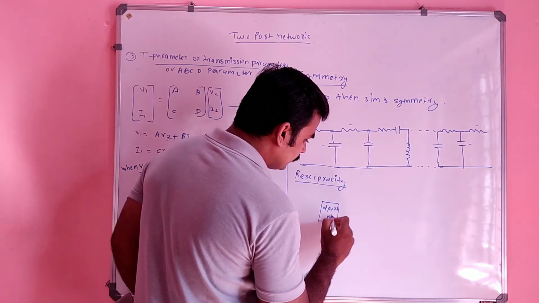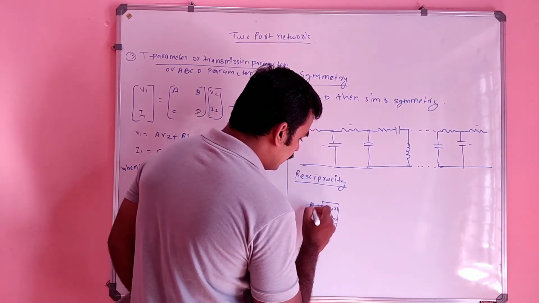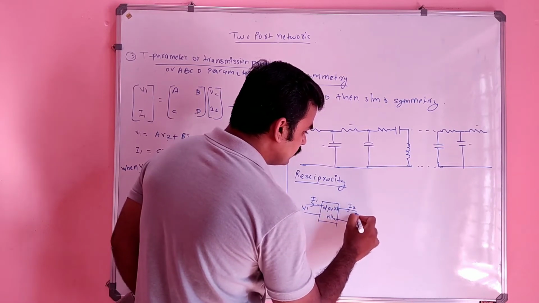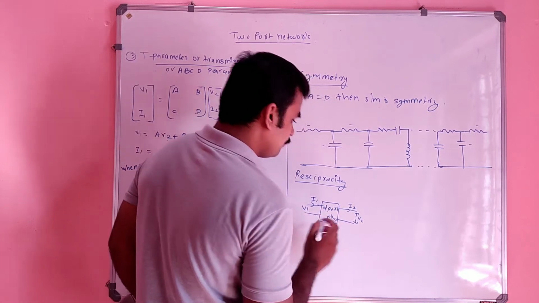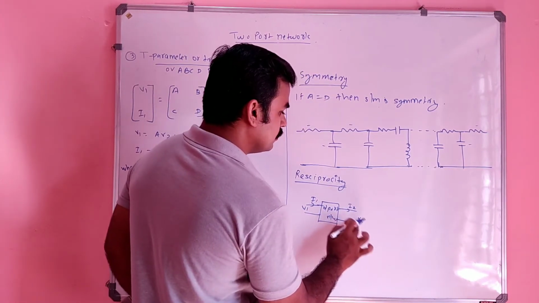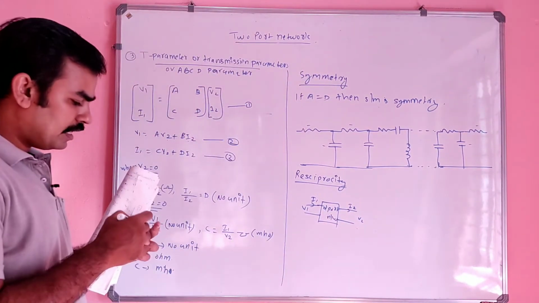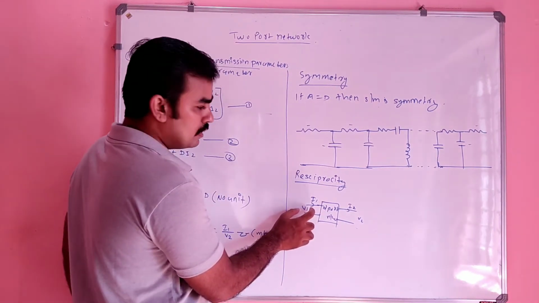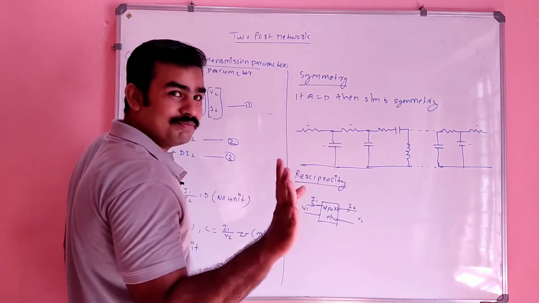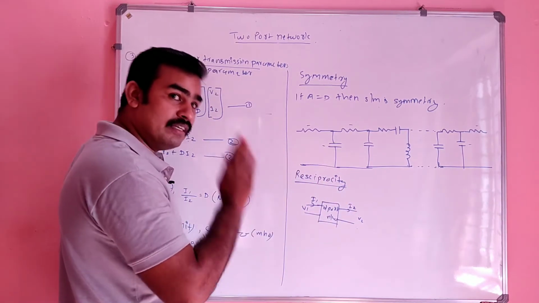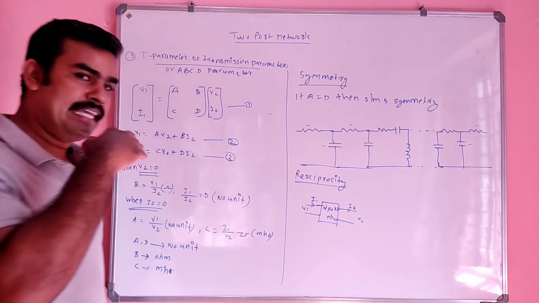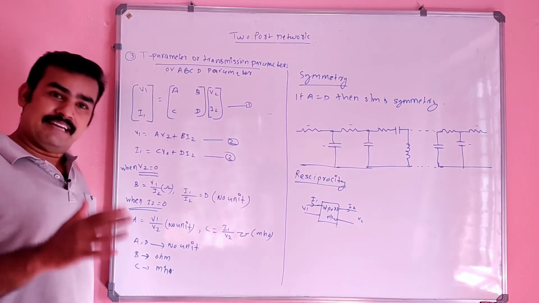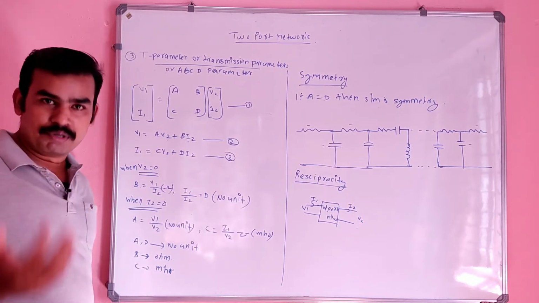So this will be I1 and this will be V1, and this will be I2 and this will be V2. So if you apply an excitation V1, due to that there is a current I2. I already explained this. If the ratio of the excitation to response is the same, then we can say that there is a reciprocity, right?